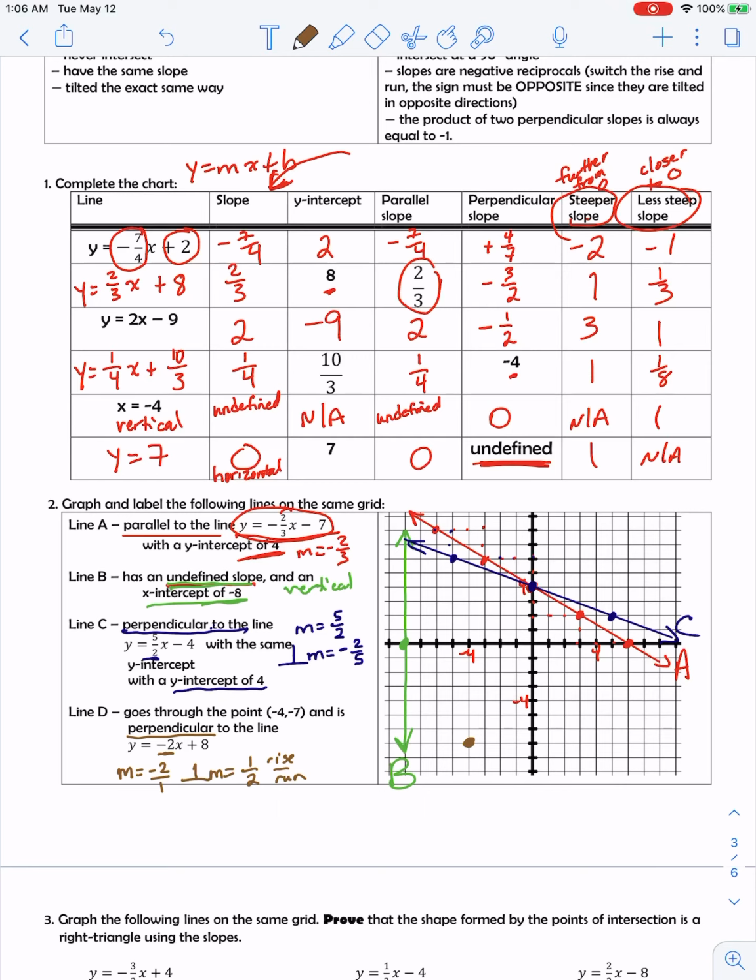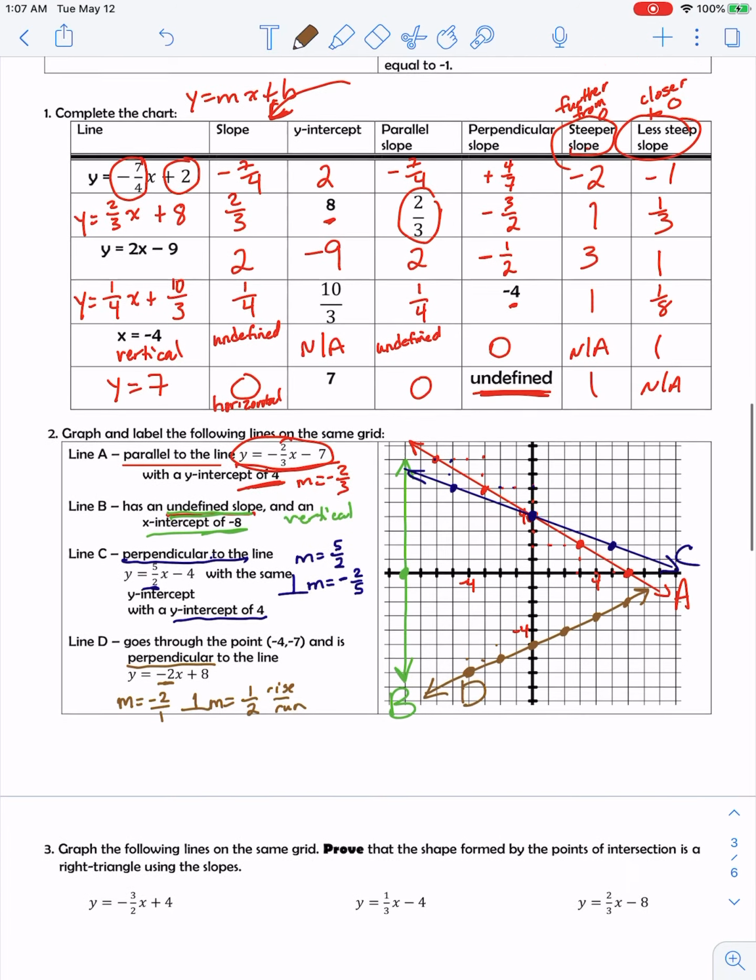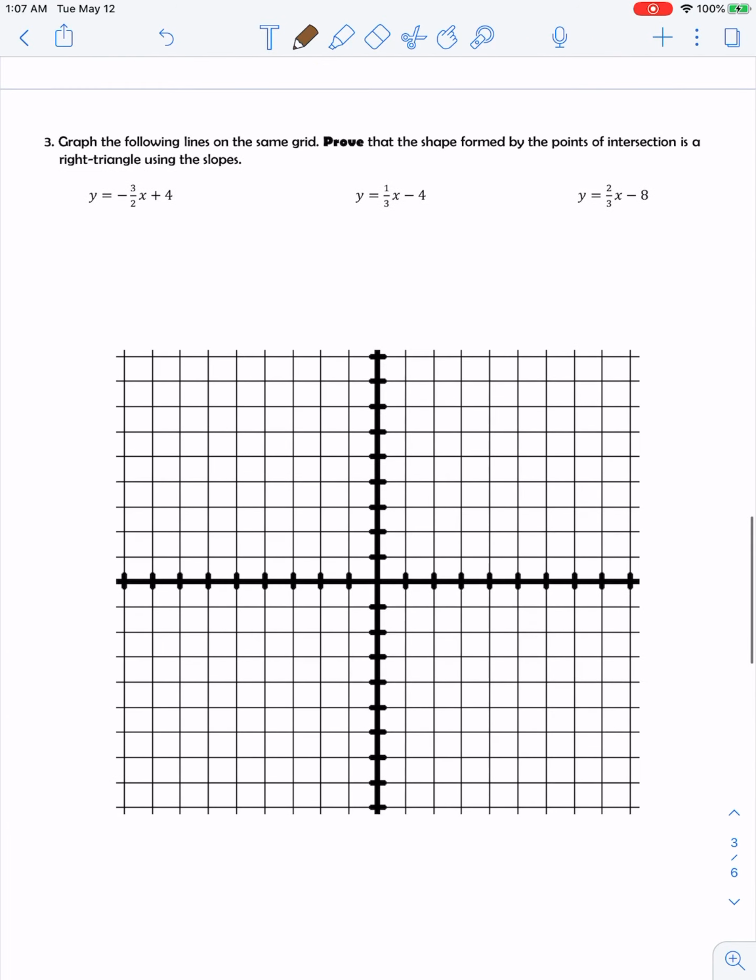So from that point, I don't know what the y-intercept is of this new line. I just know that it's going through -4, -7. So I rise 1, run 2. There's a point. Rise 1, run 2, there's a point, rise 1, run 2, just keep on going. And that is line D. Okay, that's it for this lesson. Again, if you're having any troubles, oh no, sorry, it's not it. I have one more thing to draw here.